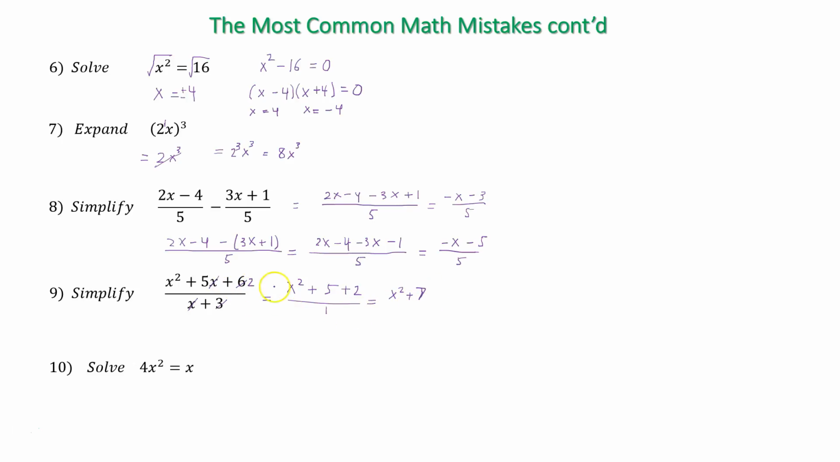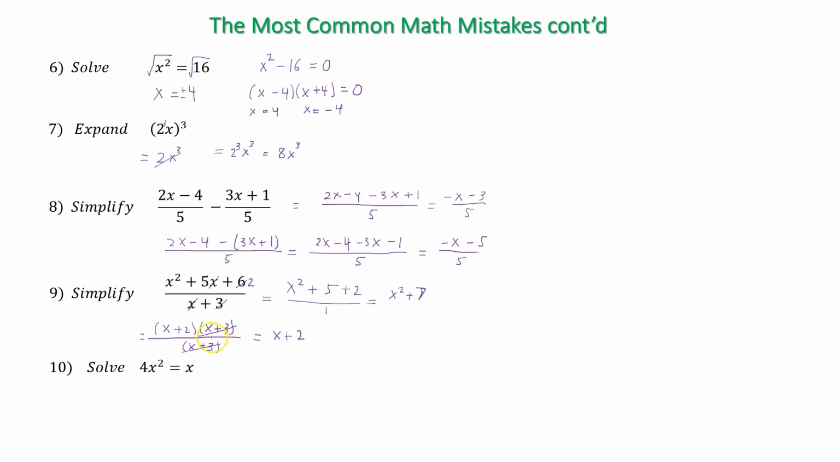Okay, so the correct way of doing this is we factor the top. So factoring the top, we're going to get x plus 2 times x plus 3. And on the bottom we still have our x plus 3. And right away we see that we have a common bracket. And so if everything's being multiplied, then we are allowed to cancel things out. We can cancel out a common factor. So we can cancel out these brackets, and what we're left with then is x plus 2.